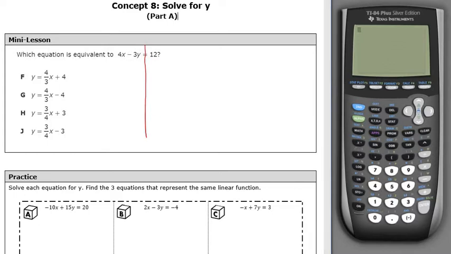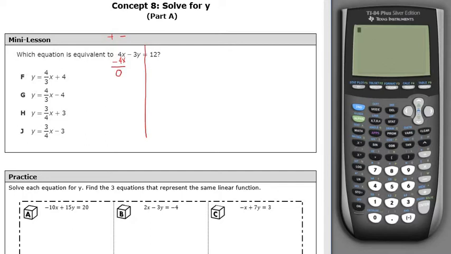I'm going to start by getting rid of this term, 4x. 4x has nothing to do with y, so let's get rid of it. How do I get rid of a term? My choices are I can either add it or subtract it. I'm going to choose subtracting because it's the opposite. I have a positive 4x. So to get rid of it, I need to subtract 4x. Positive 4x minus 4x, I have no x's left.